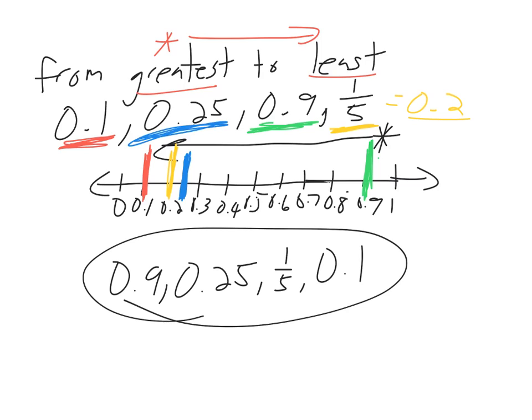So when we want to go from greatest to least, we want to start as far right as we can and work our way left. It's the opposite of when we went from least to greatest. So the one farthest to the right is the 0.9, so that goes first. Then we work our way over. The next one to the left is blue, that's 0.25. Then yellow, 1/5, and then red, 0.1.